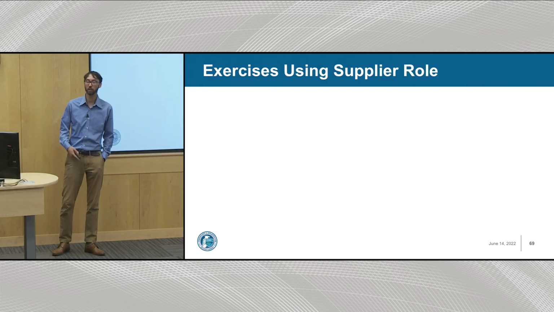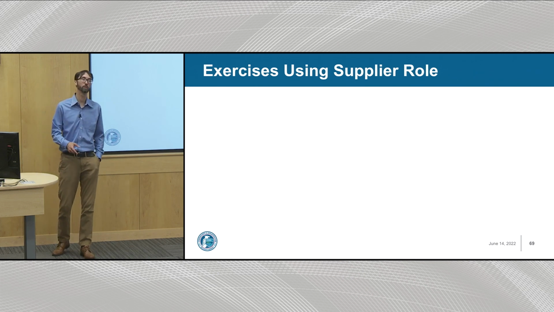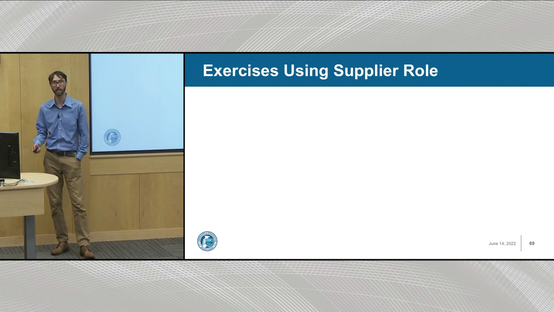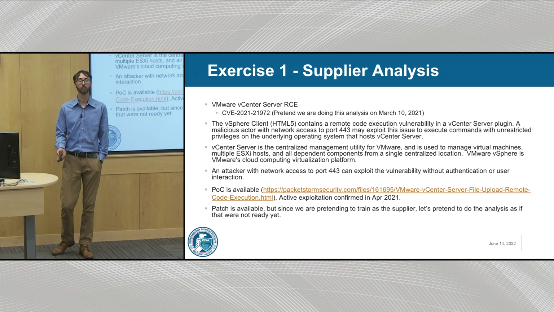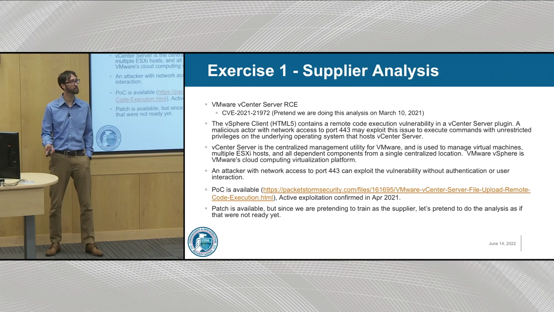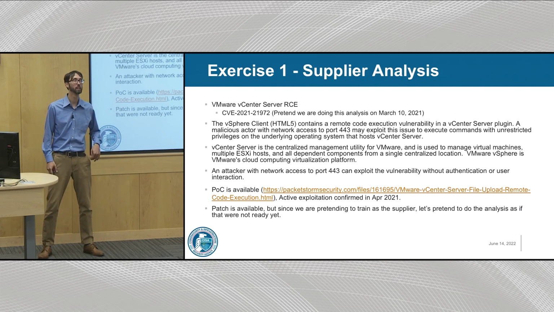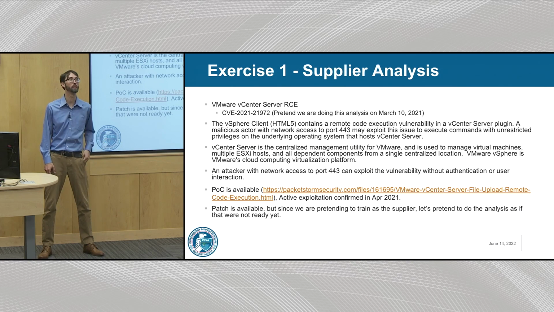All right, and now for this part of the training, we'll step through those 3 examples as if you are a supplier of the software. So for the first example, we have pretty much the same information as we have for other folks. The VMware Server RCE, the CVE ID is 21972 from 2021. The problem exposed by the vulnerability is that an actor with network access can basically bypass the authentication and can execute commands with root system access.